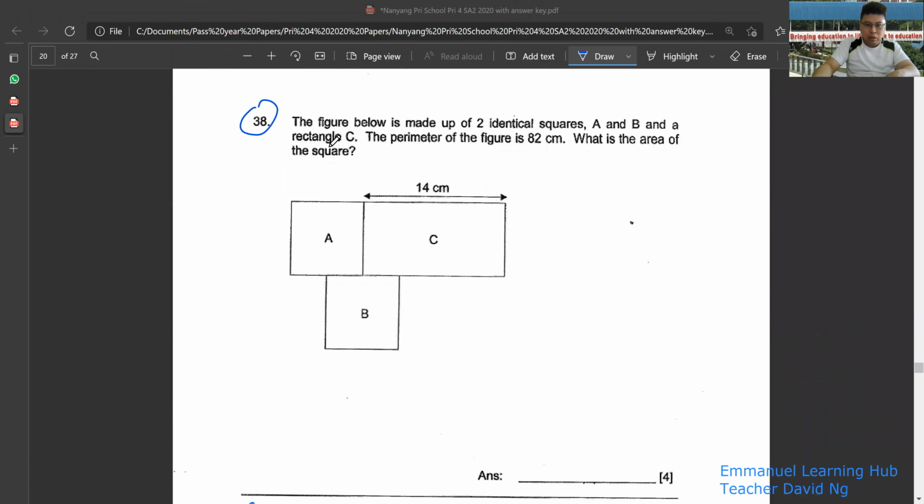Okay, section C, question 38. The figure below is made up of 2 identical squares A and B and a rectangle C. The perimeter of the figure is 82 cm. So let's call this breadth, because this is the breadth of the rectangle here. Because this is a square, same side, so these are all breadth.